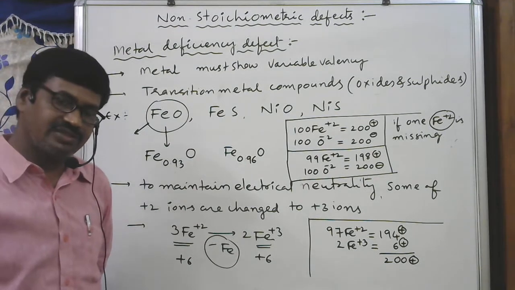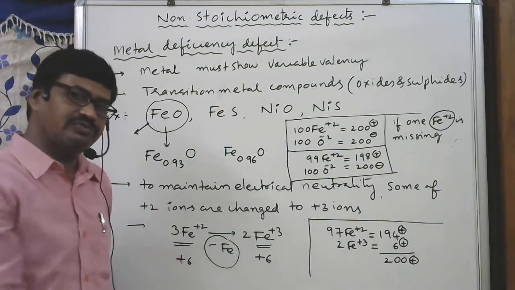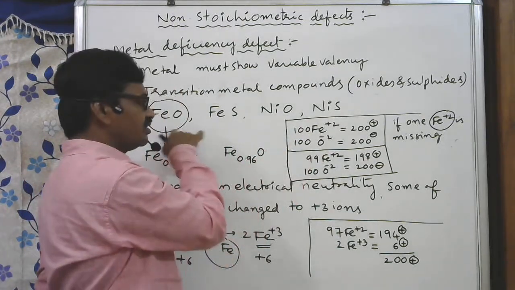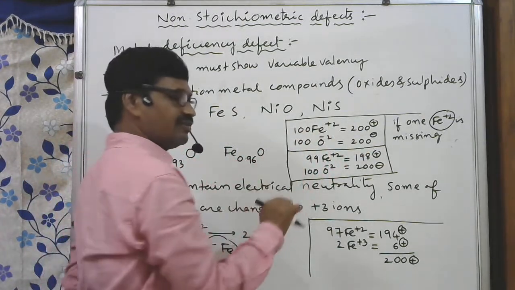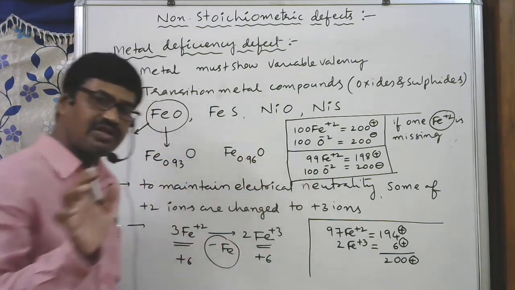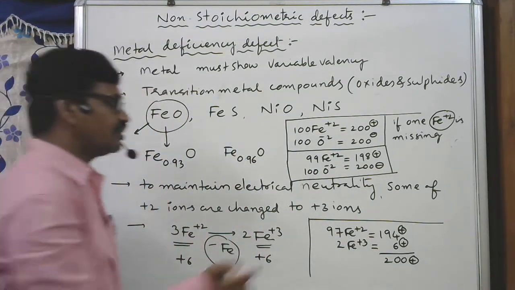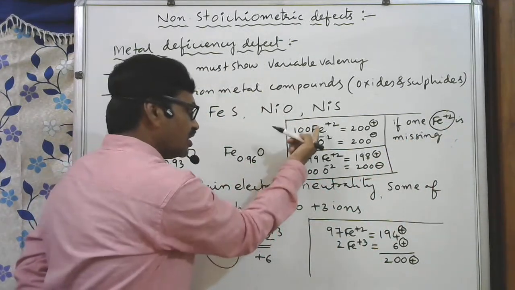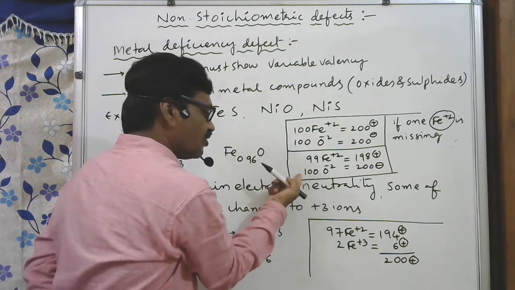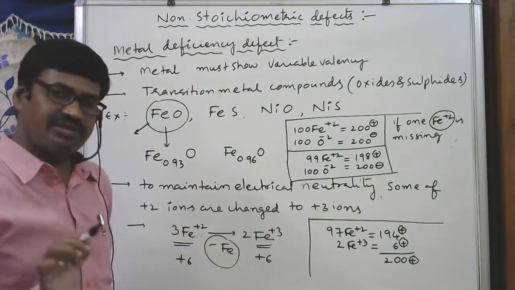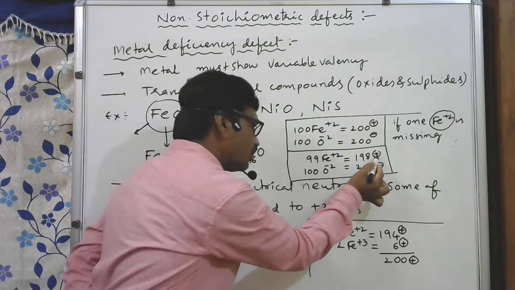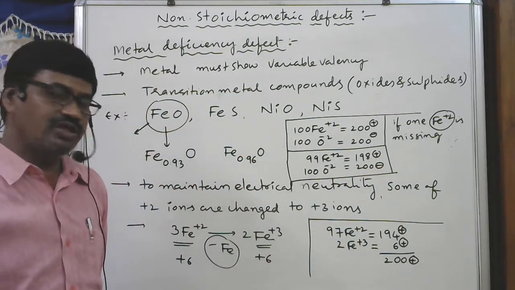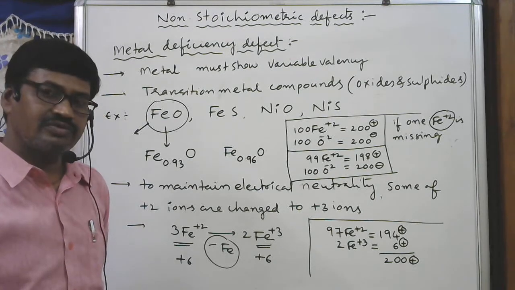If you are not understanding this, you have to see the video one more time to get clarity. Here, 100 Fe plus 2 and 100 O minus 2 in the beginning, so positive and negative charges are equal. It maintains electrical neutrality and is stable. But whenever one Fe plus 2 is missing, the number of Fe plus 2 is 99, and the number of oxygens is not changed. Therefore 198 positive charges and 200 negative charges, which are not equal. So the number of negative charges is more, therefore it is not stable.